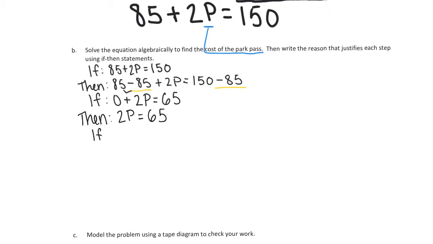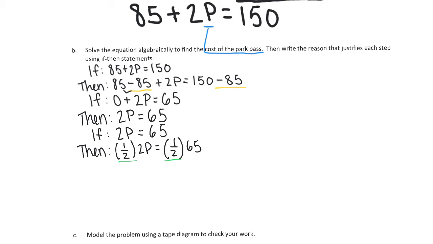If we know that 2P equals 65, then we're going to use the multiplication property of equality using the multiplicative inverse of 2. So the inverse of 2 is going to be 1/2. Then 1/2 times 2P equals 1/2 times 65. Again, remember what we have to do to one side, we have to do to the other.